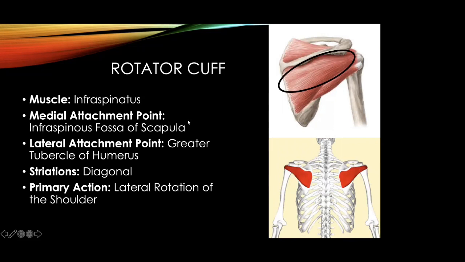Next muscle of the rotator cuff is the infraspinatus muscle. The medial attachment point of the infraspinatus is the infraspinous fossa of the scapula, and the lateral attachment point is the greater tubercle of the humerus. The striations of this muscle are diagonal. The primary action of this muscle is lateral rotation of the shoulder joint.